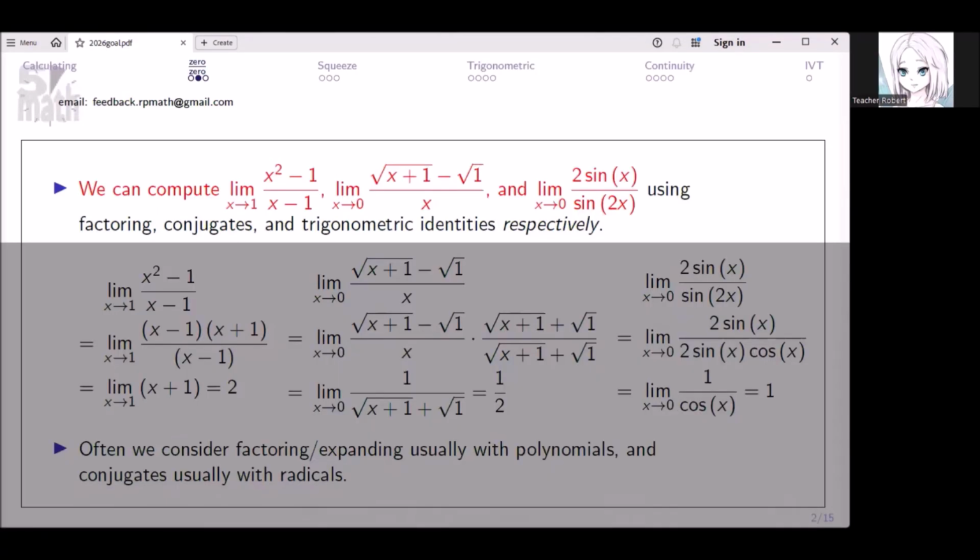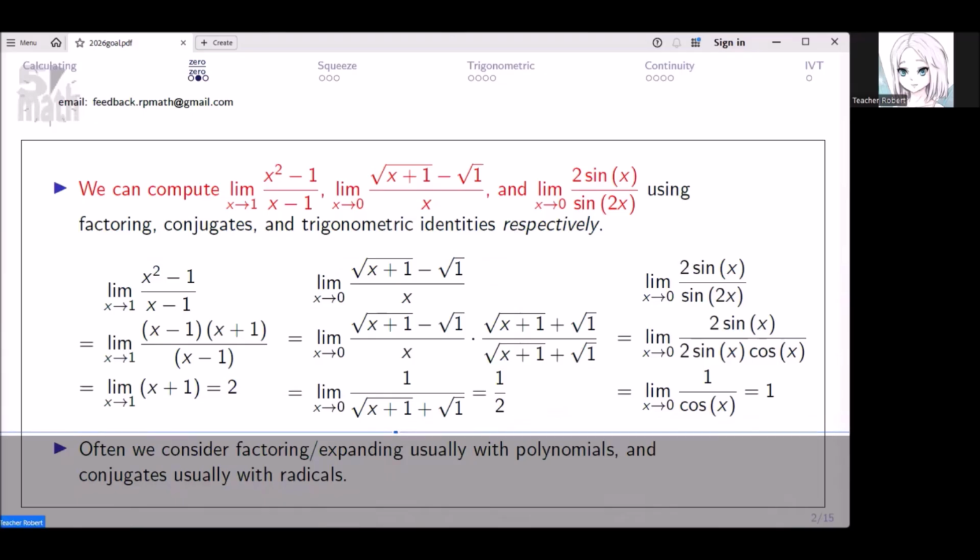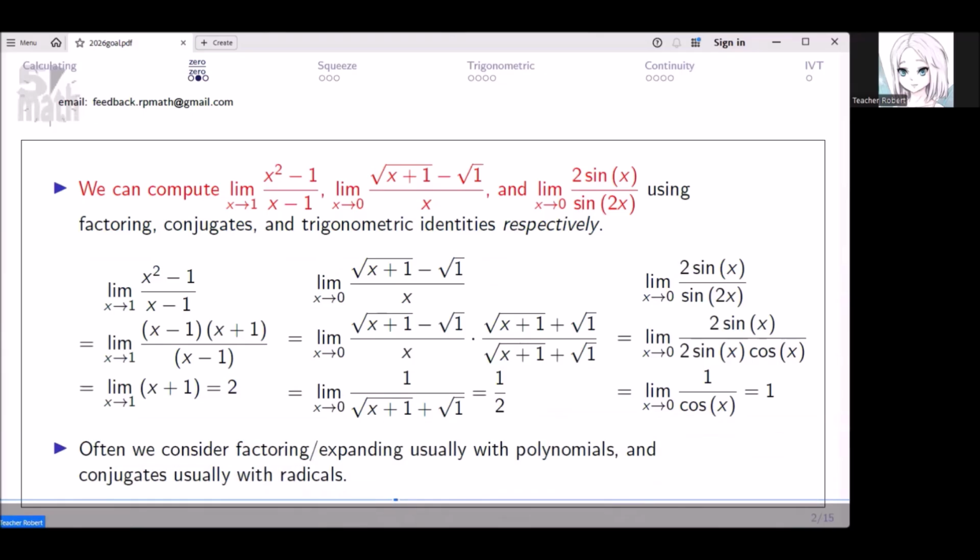We can compute the limit as x approaches 1 of x squared minus 1 over x minus 1, the limit as x approaches 0 of square root of x plus 1 minus square root of 1 over x, and the limit as x approaches 0 of 2 sine x over sine 2x, using factoring, conjugates, and trigonometric identities, respectively. We have the following. Often, we consider factoring and expanding, usually with polynomials, and conjugates, usually with radicals.